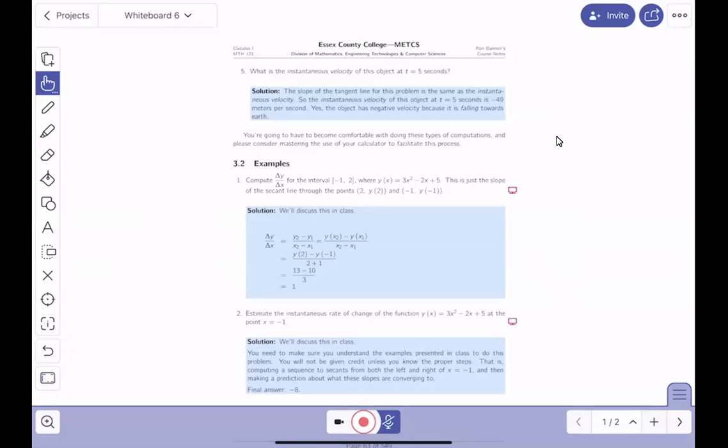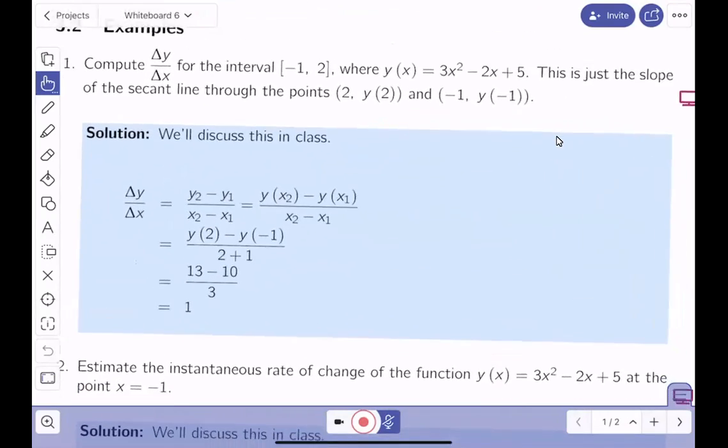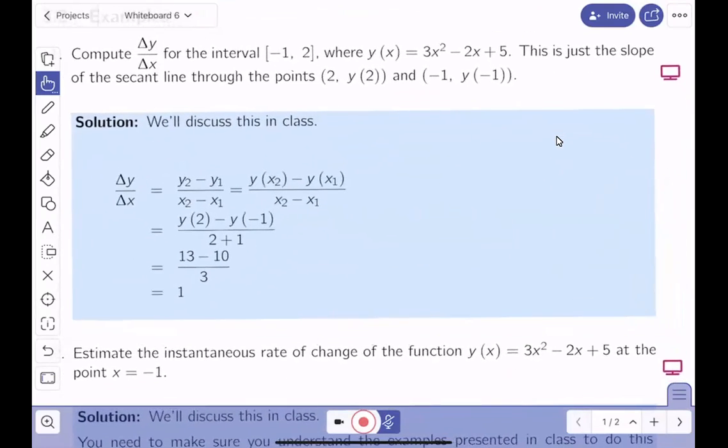Okay, we're in section 3, the examples. Let me just blow this up so we can see what we're doing over here. Basically it says compute delta y over delta x. This was known as the average rate of change, by the way. So let's put this down.